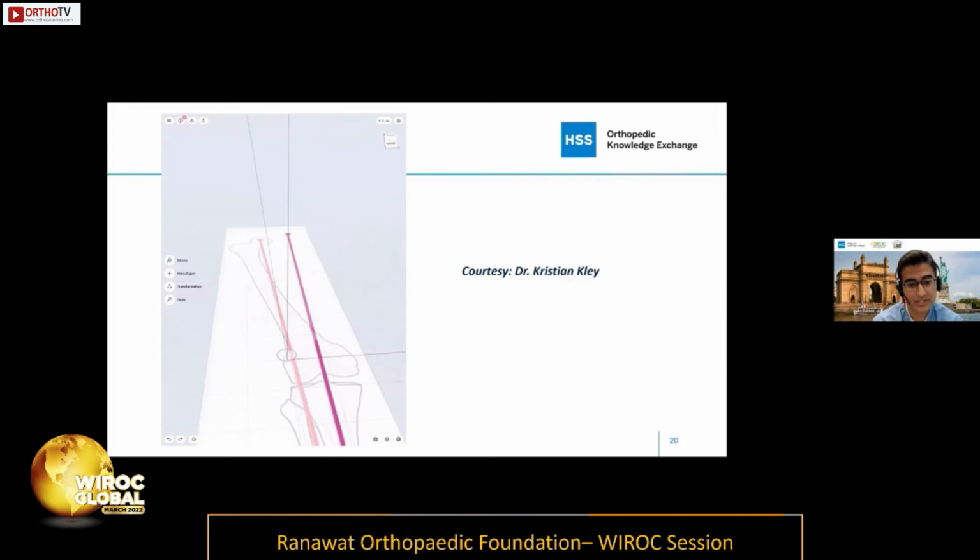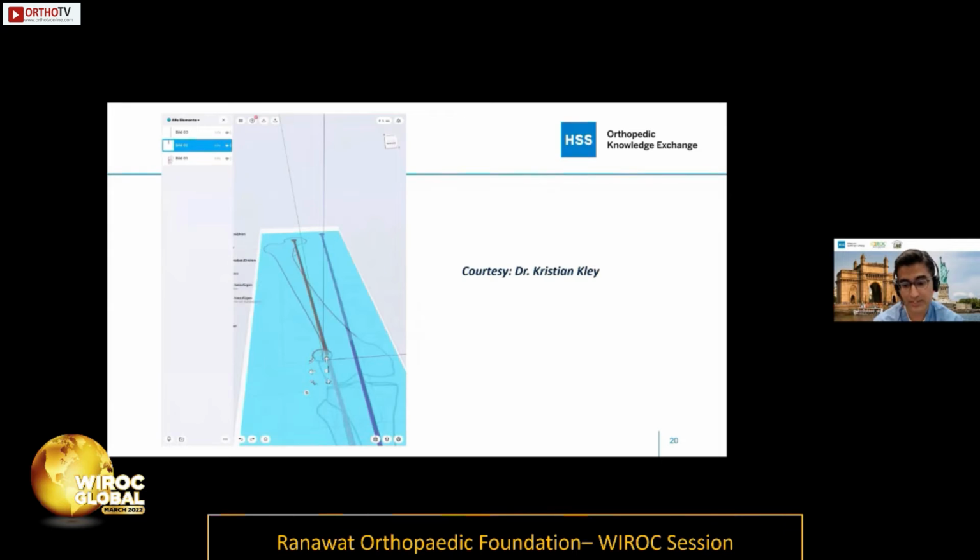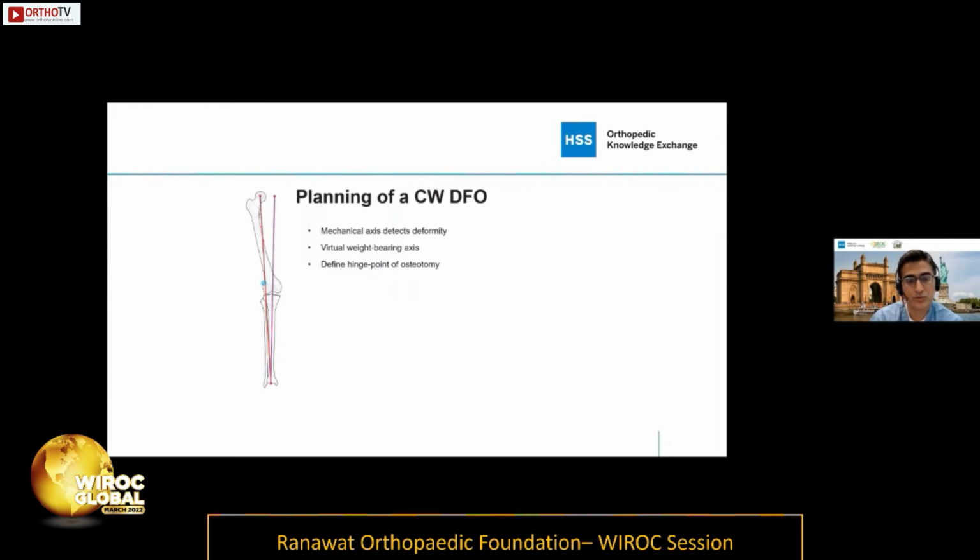And as you can see here, as I'm rotating from the hinge back to the virtual point that I'm aiming for, that really is what you want to correct. And so if you translate that, this is really the Miniaci method.